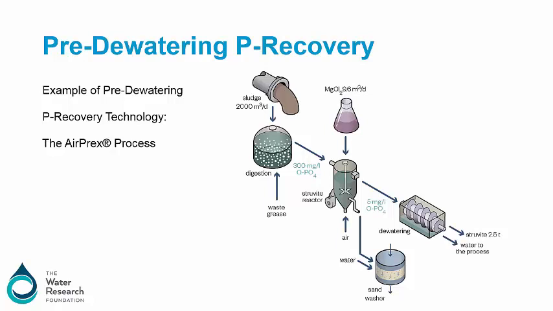Pre-dewatering P recovery processes involve harvesting struvite directly from sludge. The sludge is dosed with magnesium chloride and aerated to promote formation of struvite, which is then cleaned by washing with water. The final struvite product is high quality and comparable with struvite generated from well-established post-dewatering P recovery processes such as Ostara.